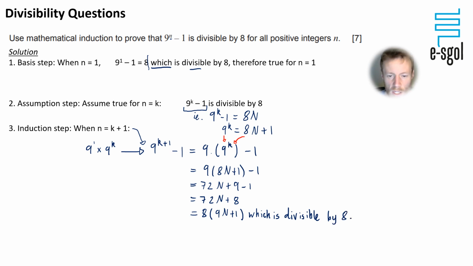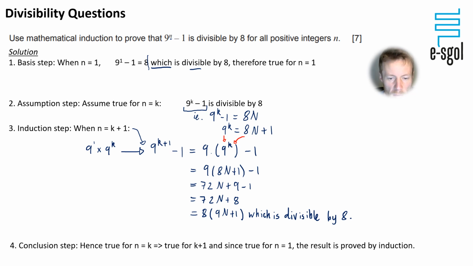So the induction step is usually the slightly more tricky bit, and then we have a conclusion step. This is just ripped straight from the mark scheme, and we basically are saying, hence it is true for n equals k. This implies that it is true for k plus 1, and because it's also true for n equals 1, the result is proved by induction.